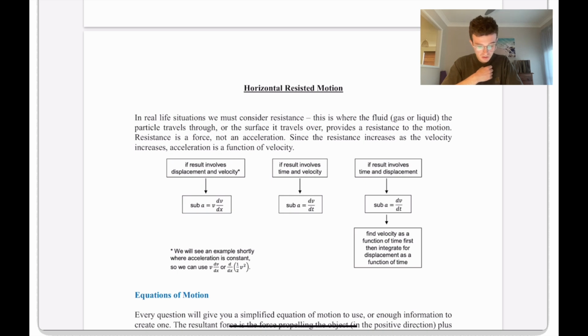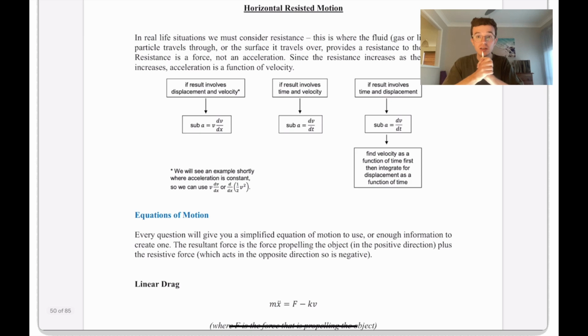Okay. Little flowchart here that's going to help us work with these questions. So you think you've got something going through a medium and it's being resisted, usually air resistance, or maybe it's some sort of fluid resisting its motion. We've seen this before. The result involves displacement and velocity. We're going to sub v to v dx. If it involves time and velocity, we're going to sub to v to t, and if it involves time and displacement, we're going to sub to v to t, but then we're going to have to flip it, integrate again.